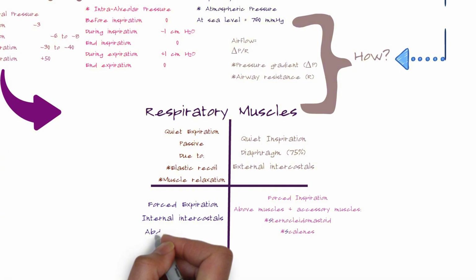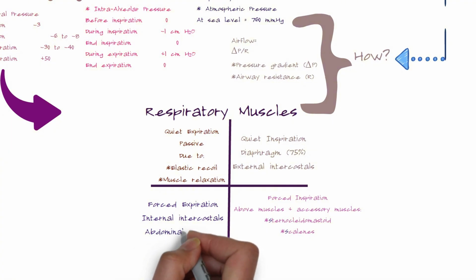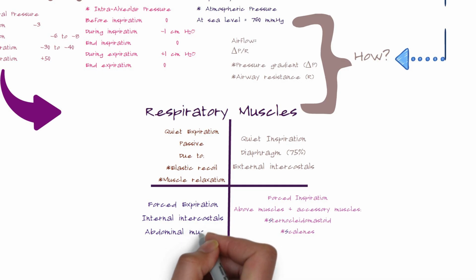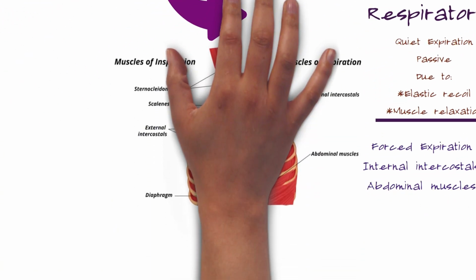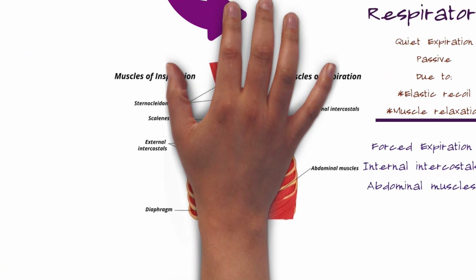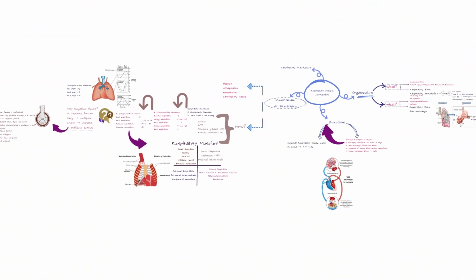So the normal inspiration is active, by the diaphragm and external intercostals. The normal expiration is passive, just by elastic recoil and relaxation of the previous two muscles. The forced inspiration uses four muscles: the diaphragm, external intercostals, and two S muscles, sternocleidomastoid and scalene muscles. The forced expiration uses the internal intercostal muscles and the abdominal muscles.